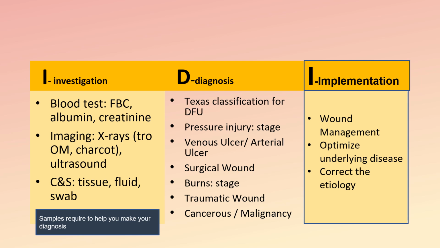In certain situations, tissue samples or cultures may be needed as well. This is more relevant in hospital setting. Then, based on our assessment, we must diagnose what type of wound the patient has, either venous or arterial or any traumatic wound. In diabetic foot ulcer, Texas classification is used, while in pressure ulcer, it is described by its stages of ulcer. After we have gathered all the required information, we can start to plan on how to manage the wound to optimize the underlying diseases and to correct its etiology.